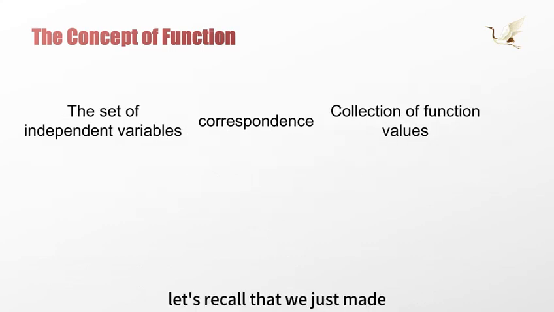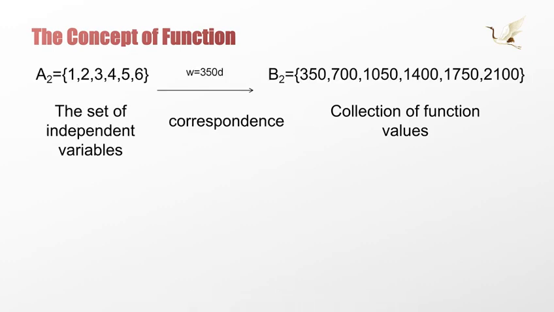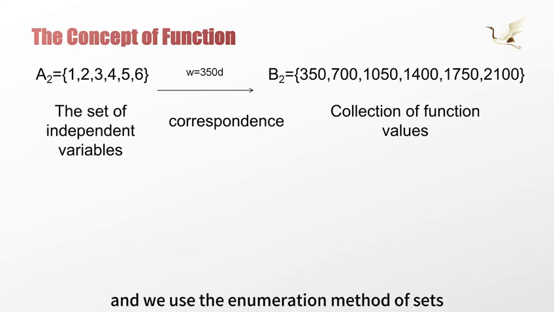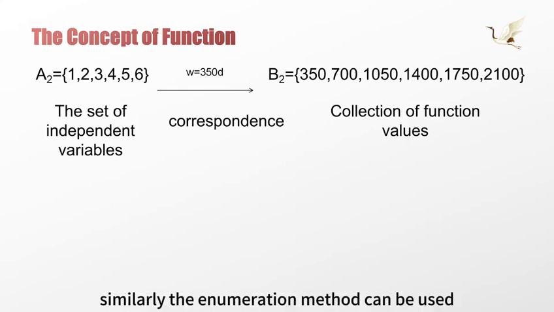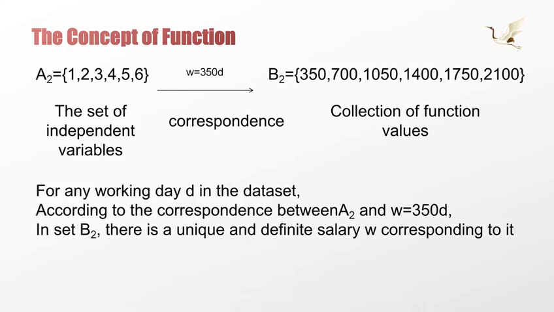Let's recall that we just made two forms of representation. Firstly, there is symbolic language. Clearly define the correspondence between the set of independent variables and the set of function values. The corresponding relationship is w equals 350d. A2 is selected from days 1 to 6, and we use the enumeration method of sets to represent it. Similarly, the enumeration method can be used to place the 6 values of B2 in curly braces.